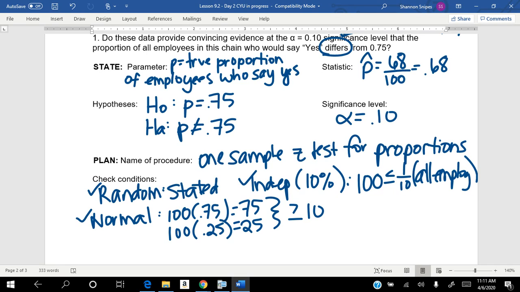Now, one other reminder is if you are checking your conditions and you either can't verify that a condition has been met or it's just flat out violated, I want you on your AP exam to keep doing the problem. They're not going to ask you to do a problem that they don't want to see that you know the steps. But make sure in your conclusion you say something like, hey, my answer may not be very reliable since the blah, blah, blah condition has not been met.